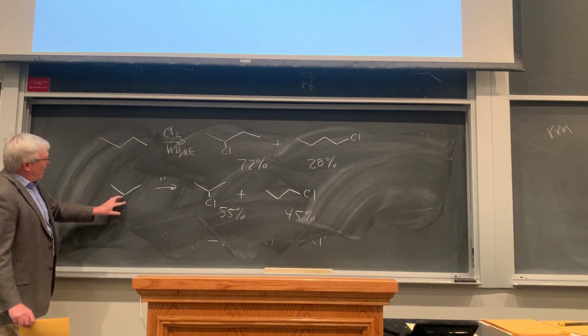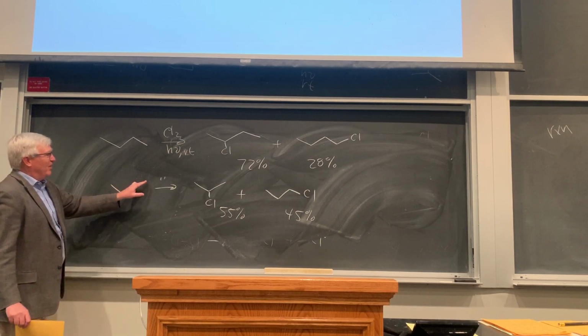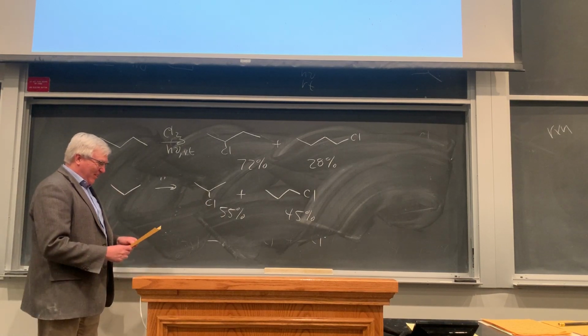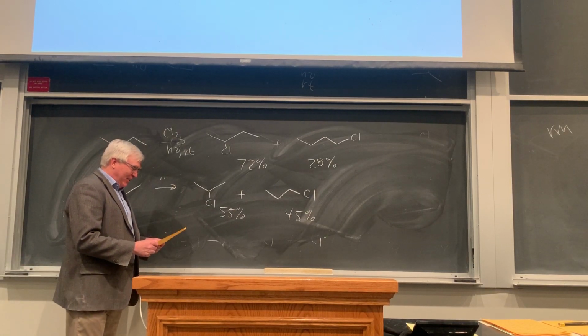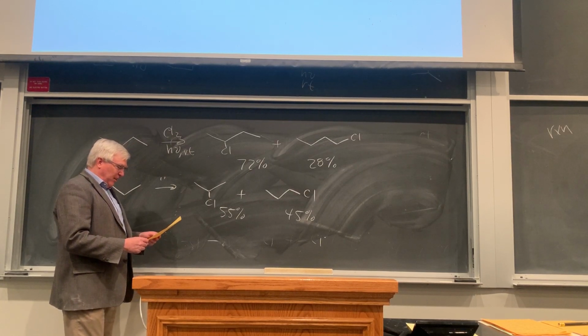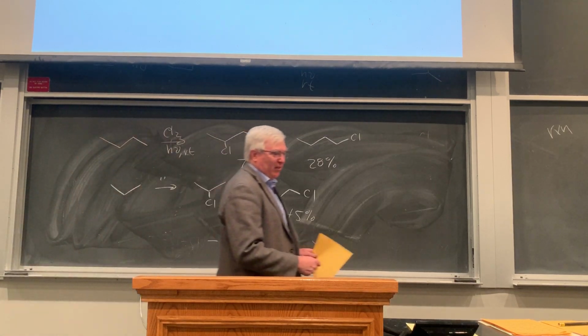But look, now you've got 2 to 6. You've got a lot more primary positions. So look, the secondary one is less selective. And this is this relative selectivity issue that we need to get up here. So these relative selectivities reflect the relative rates of how fast these are forming.